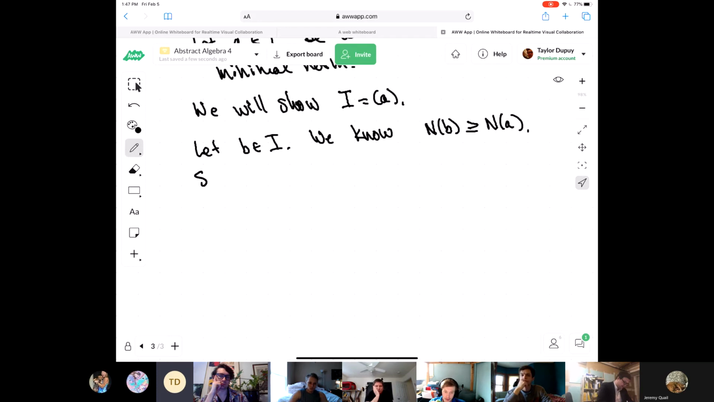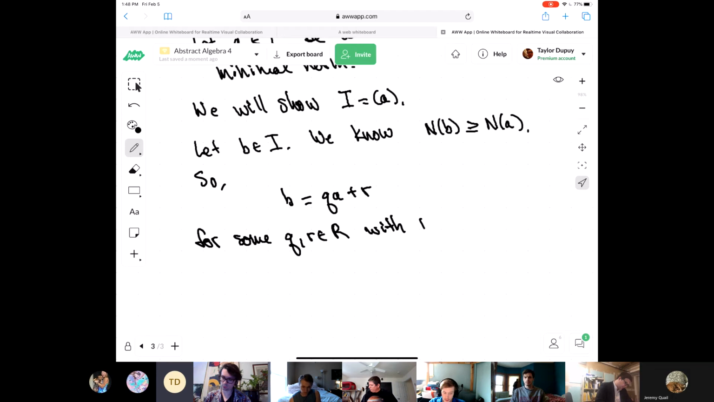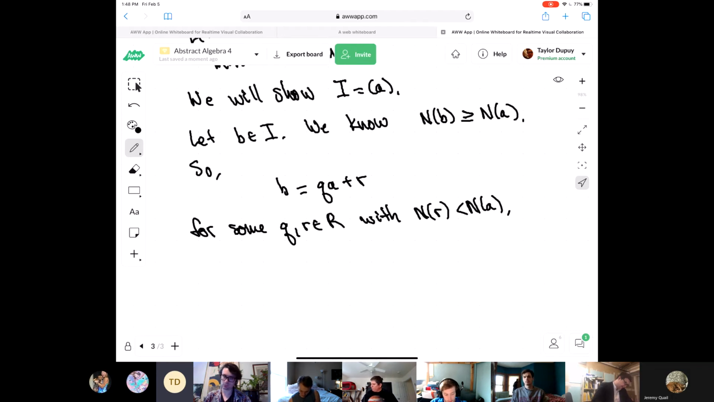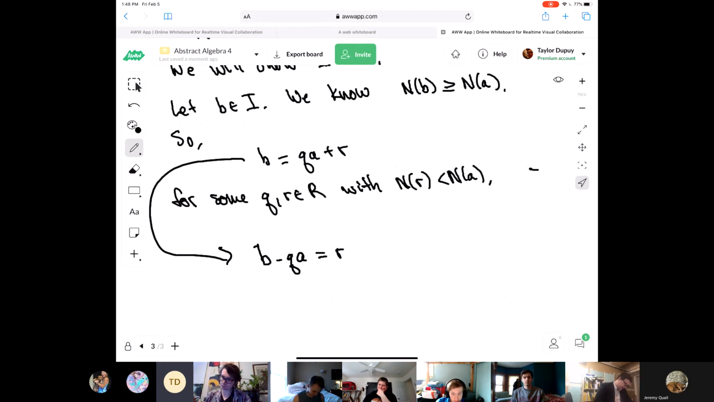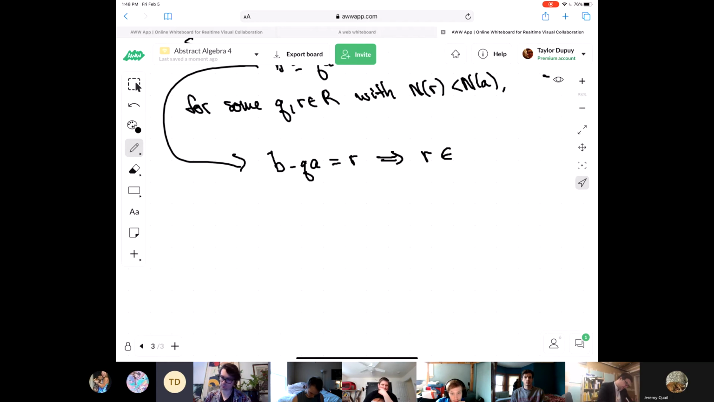So by the axioms of Euclidean domains, B is equal to QA plus R for some Q, R in the ring with the norm of R strictly less than the norm of A. So this tells us that B minus QA is equal to R. So this implies that R is an element of the ideal, because B is an element of the ideal and QA is an element of the ideal, and if I subtract two elements of the ideal, you get something in the ideal. So this little remainder is in I.